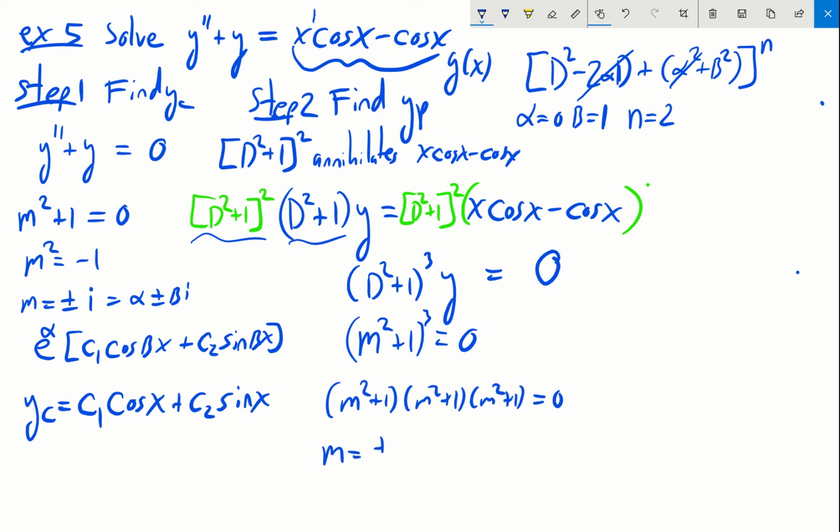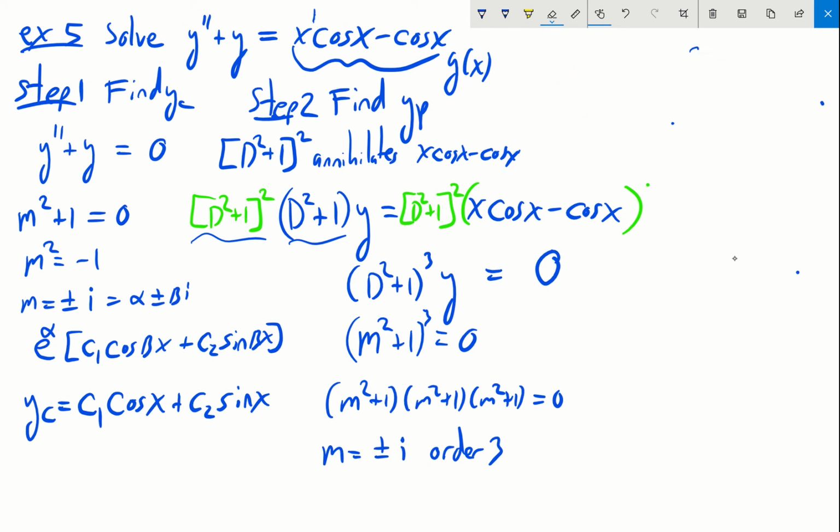And we know from previously that the roots of this are going to be plus or minus i, where each of those is going to be of order 3. So each one of those is going to be of order 3. So what that means for the solution here, let's come up here and write it, and maybe I'll erase a lot more because we're going to need some space.